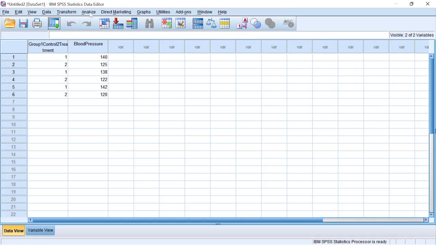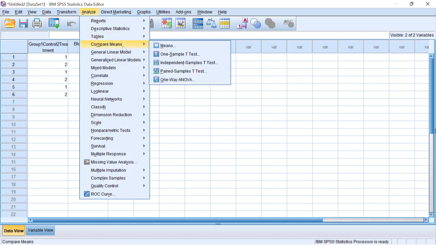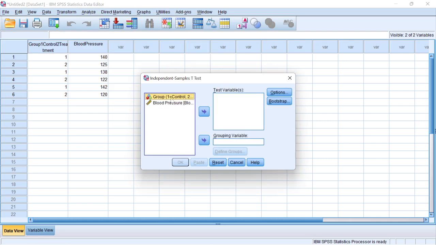Now the next thing is to go to analyze. Then I'll go to compare means. You can use your t-test under compare means. Then just watch the last video: one sample t-test, independent sample. In this case, we're going to be using the independent sample. Independent sample is used when you are dealing with two major groups. The first group is control, I've told you, and the second one is treatment. That is the major drug we want to test if it's actually effective in curing high blood pressure. So I'm going to pick independent.